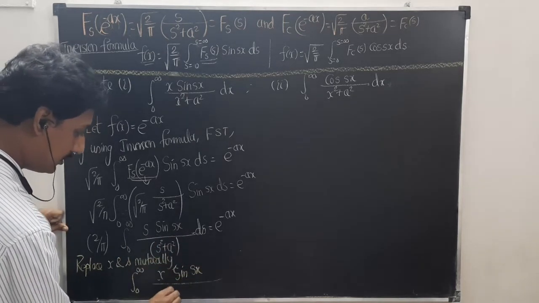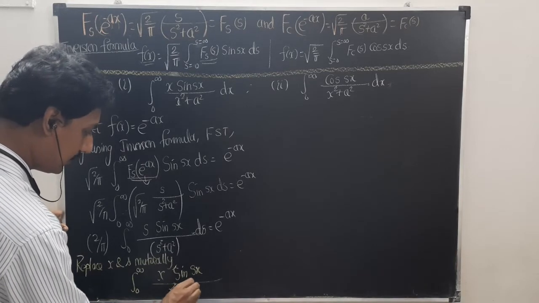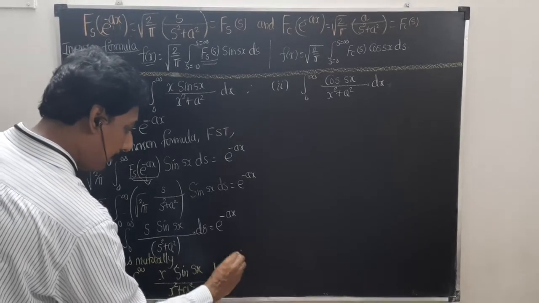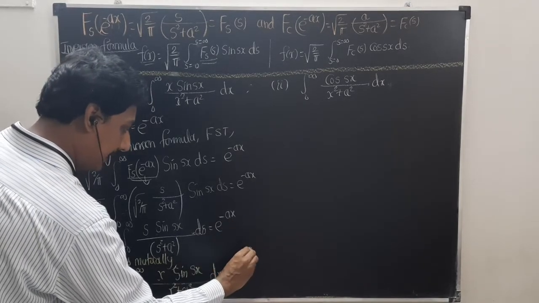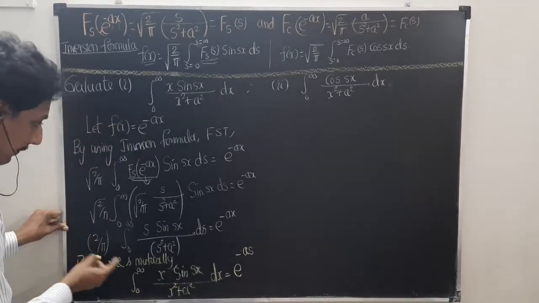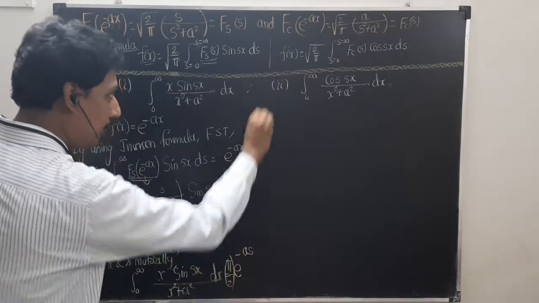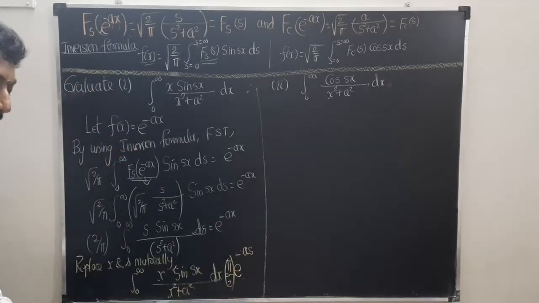So the integral of x sin sx by x squared plus a squared dx is equal to pi by 2 e to the power minus as. Now this 2 by pi becomes pi by 2, so the answer is pi by 2 into e power minus as, where a is a positive constant.